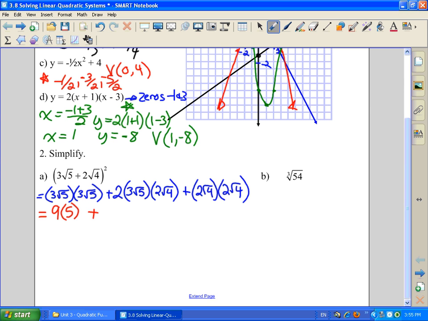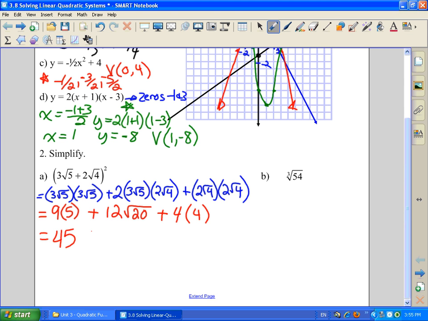All right. Taking a look at our middle term, 2 times 3 is 6 times another 2 is 12. Root 5 times 4 is 20. And our last term, again, 2 times 2 is 4. And let's think about this. Root 4 times root 4, when you square and you square root it, they cancel each other out. So you end up with 4. Simplifying this further, we have 45.